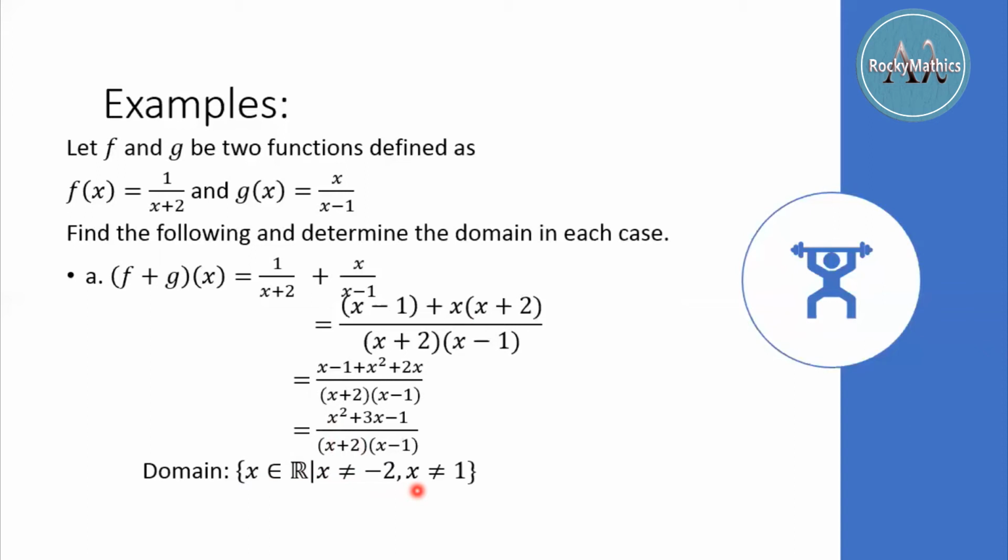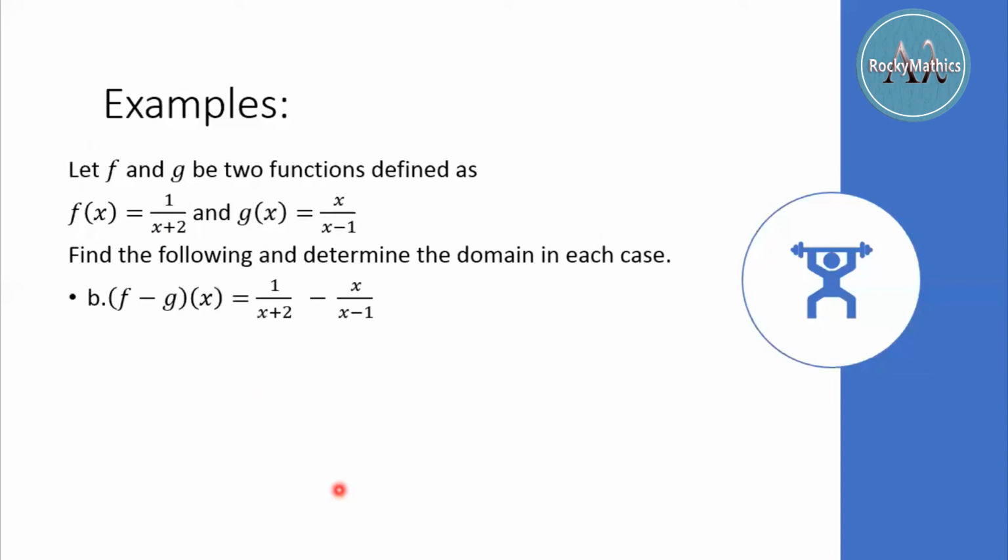Now, take note that this domain is also the intersection of the domain of A and B, because the domain of this is the set of all real numbers except negative 2, and the set of all real numbers except 1, right? So if we get the intersection or the commonalities of the two domains, then this is now the answer, which is the domain of the sum.